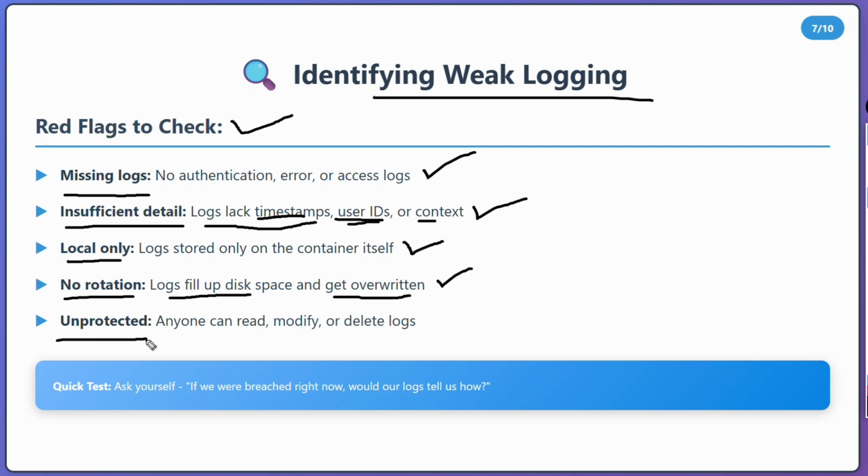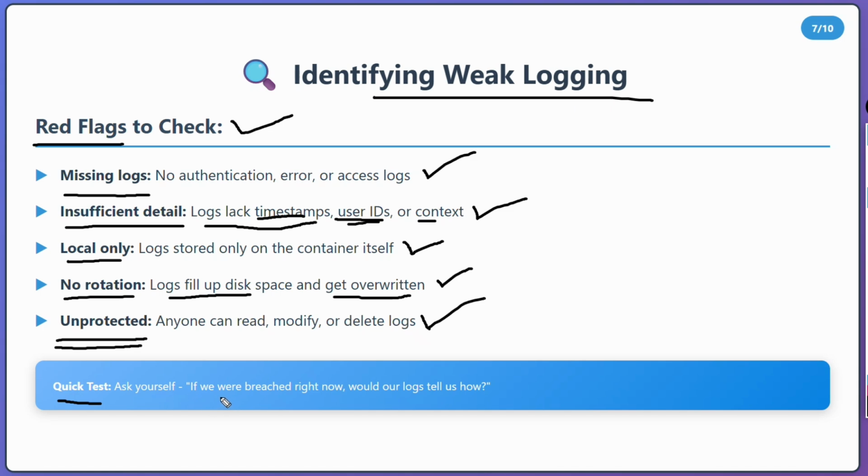And the final point here was unprotected. That means anyone can read, modify, or delete your logs. So the logs must be stored securely. If anyone can tamper with them, attackers can erase their traces and hide their malicious activities also. Okay, so that is why unprotected logs are also a red flag to check.